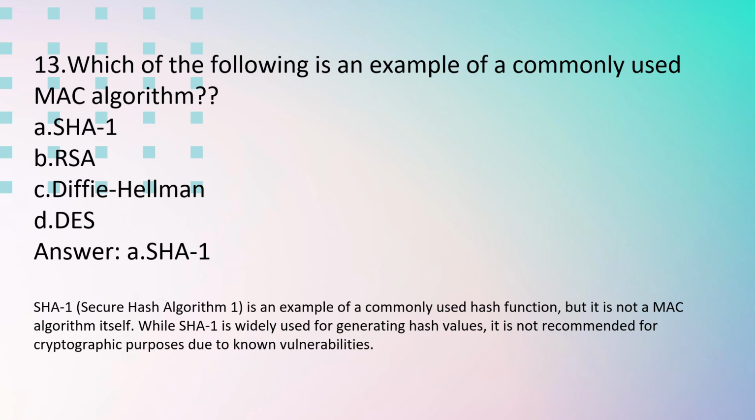Which of the following is an example of a commonly used MAC algorithm? The answer is SHA-1. SHA-1, Secure Hash Algorithm 1, is an example of a commonly used hash function, but it is not a MAC algorithm itself. While SHA-1 is widely used for generating hash values, it is not recommended for cryptographic purposes due to known vulnerabilities.